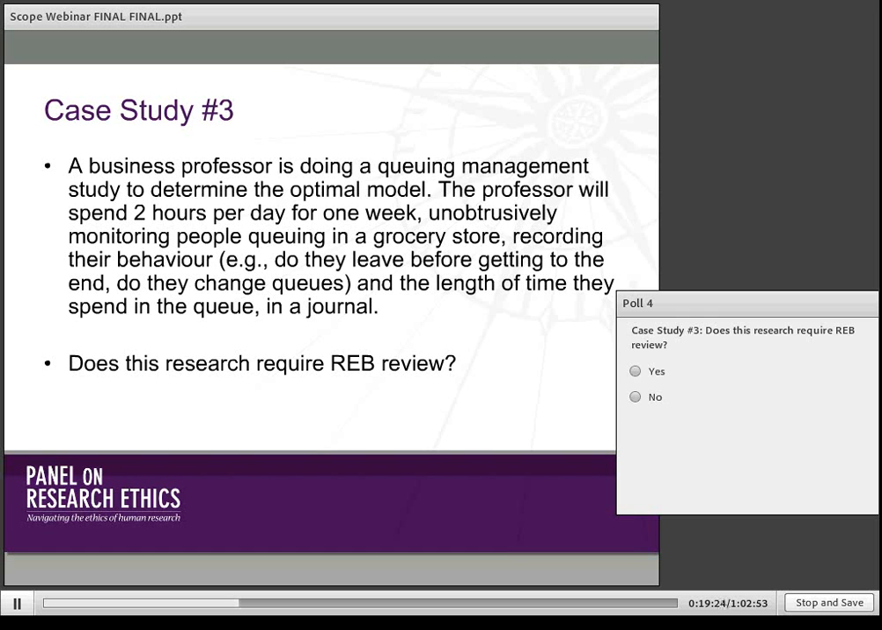So I've opened a poll for those on the phone asking the question, does this research require REB review? And approximately, well, almost 60, 70 people. I'm now going to broadcast the results.